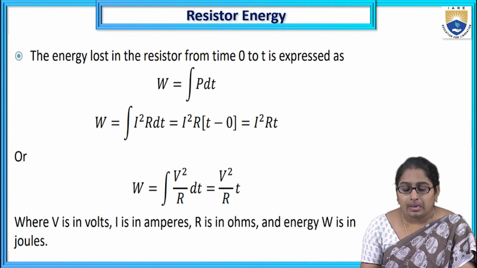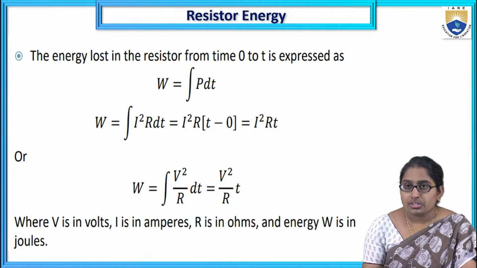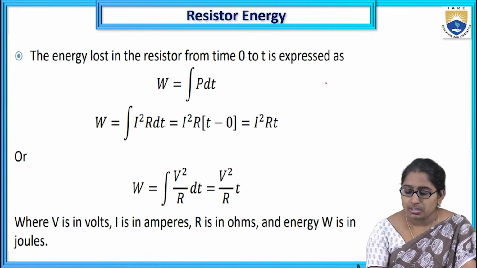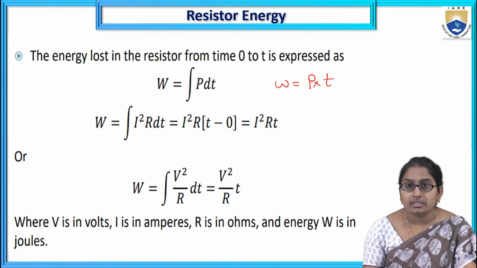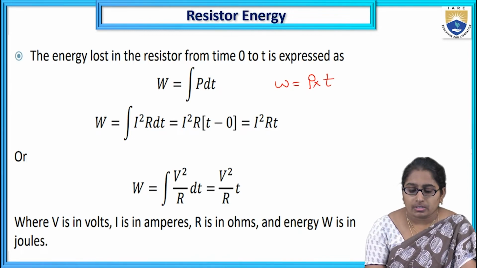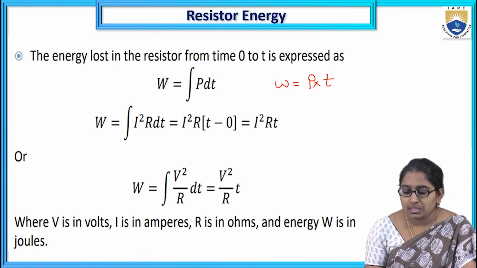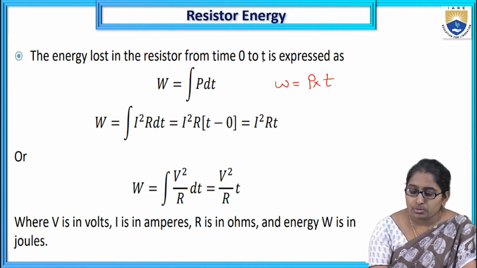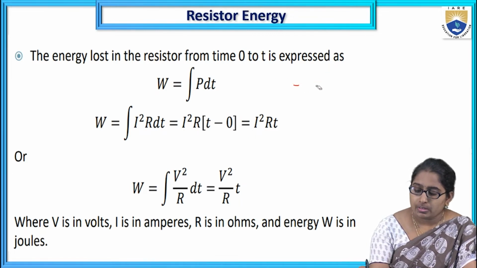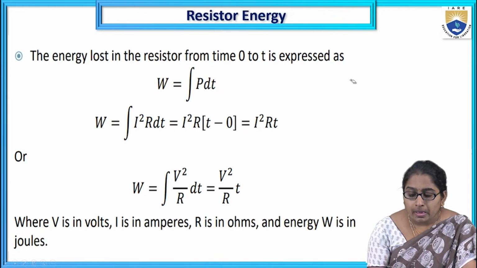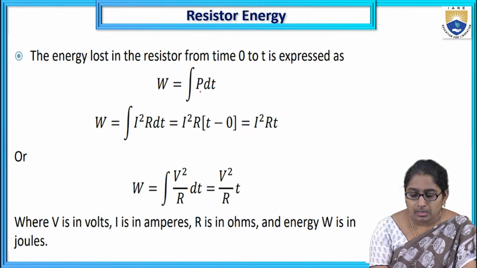Then energy. What is the energy equation in case of a resistor? We know that energy or work done is given by the product of power and time. So within a time interval from 0 to t, it is given as the integral from 0 to t of p dt.